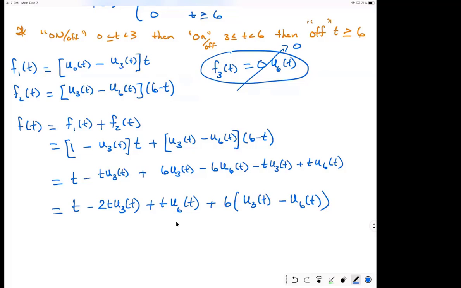I looked in the back, in the solutions manual, to double check my work, and they've actually done one more step that I didn't think of right away, but they pulled out a t in each of these terms. So they have t times 1 minus 2u sub 3 of t plus u sub 6 of t. So just pulling a t out of each of those terms, and then plus 6 times, and exactly what we had over here. So how far do you need to simplify?